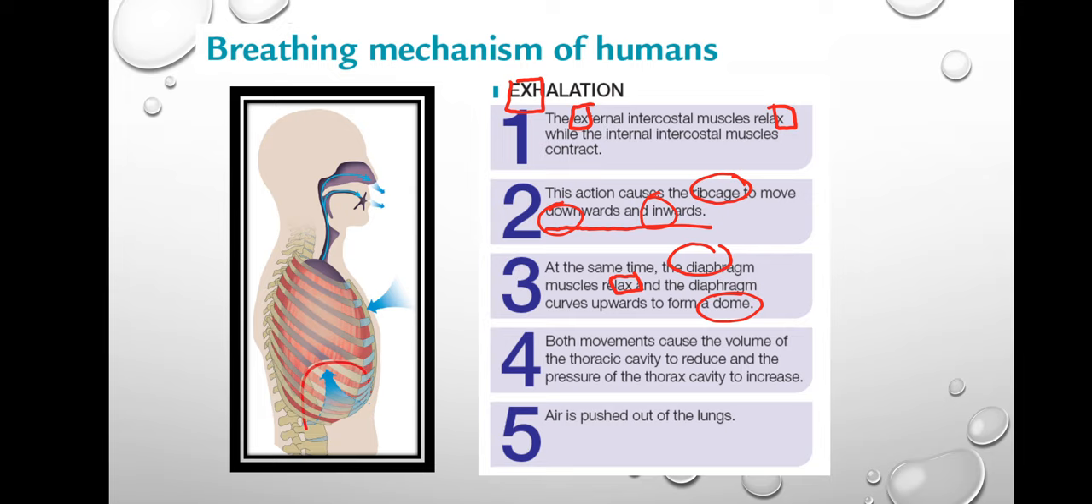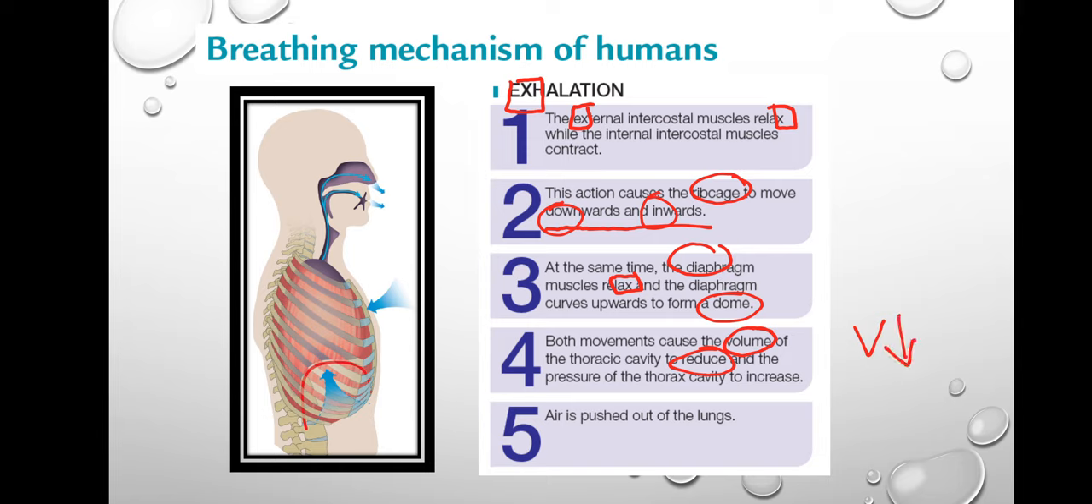So step 4. Now what happens when the rib cage goes down and then inward? So the volume decreases. Volume you can think of as space. So when the rib cage makes the space smaller, the volume becomes smaller. So you have learned Pascal's law. I think so far I remember.